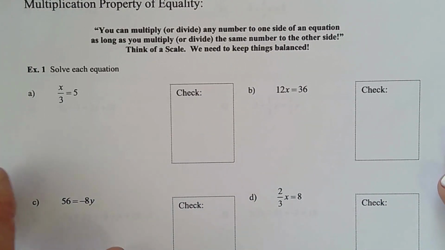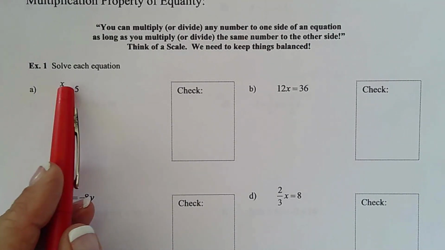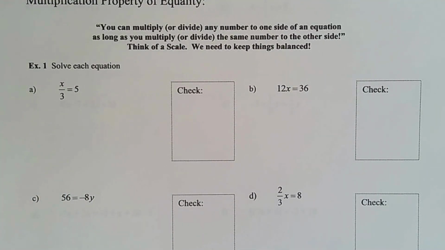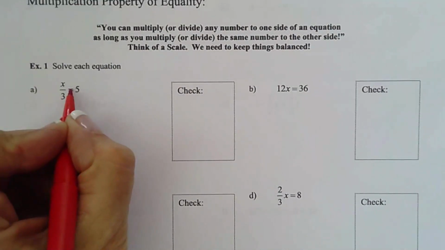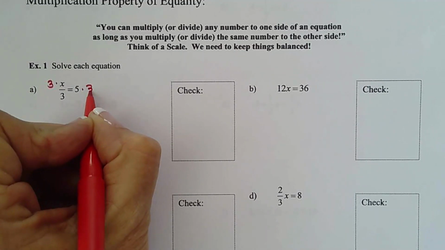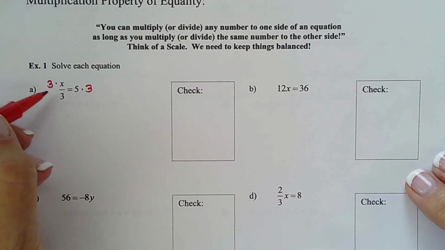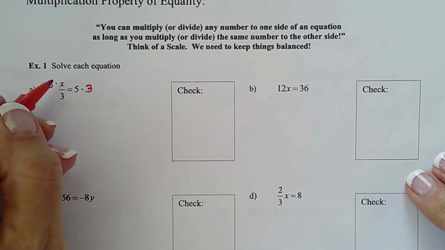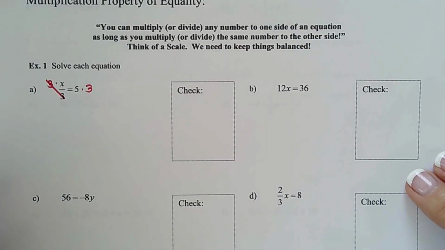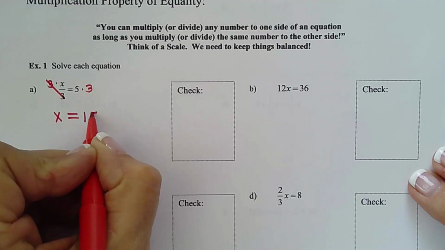So for this one, I look at it and I go, oh, that means division. We learned to write all of our division problems with a fraction bar. So the opposite of divide by 3 is multiply by 3. And this is where that reciprocal property comes in. This is really 1/3, where this is 3 over 1. So those cancel. They undo each other. So I get x equals 15.